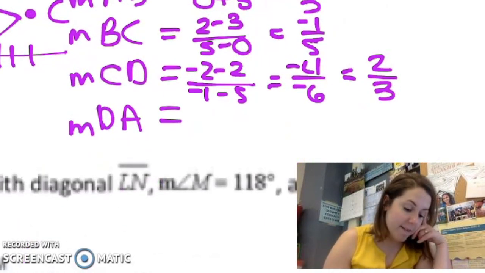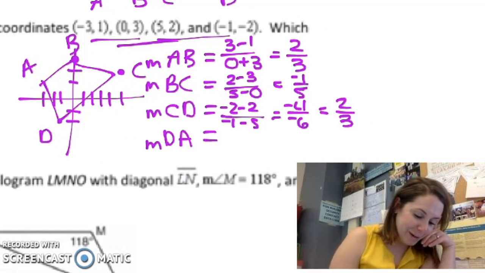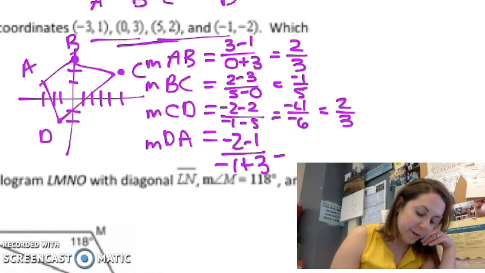And you guys can't see that. And for DA, it would be -2 minus 1 over -1 plus 3. So that's -3 over 2.